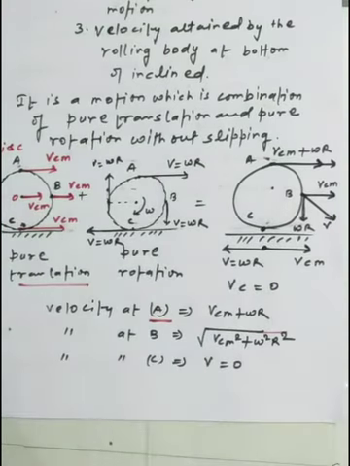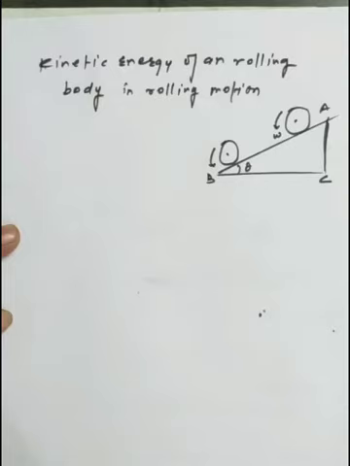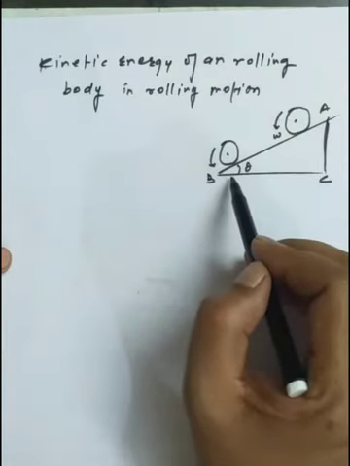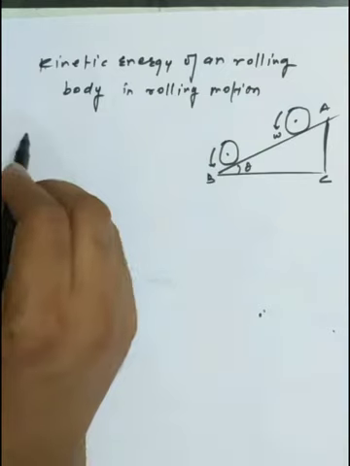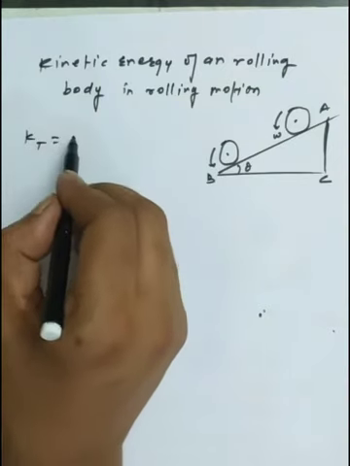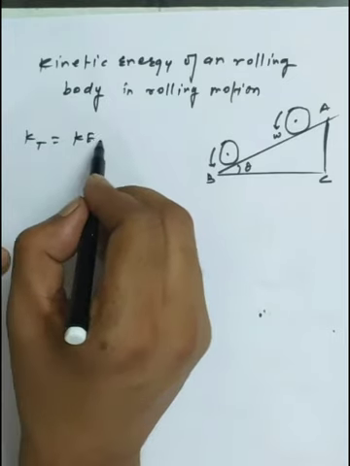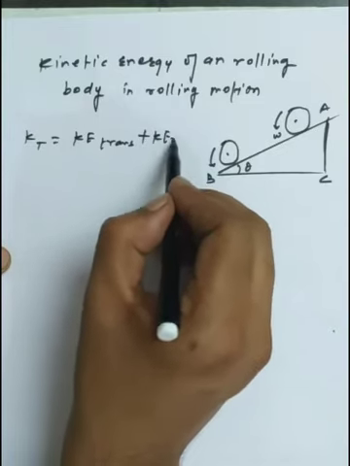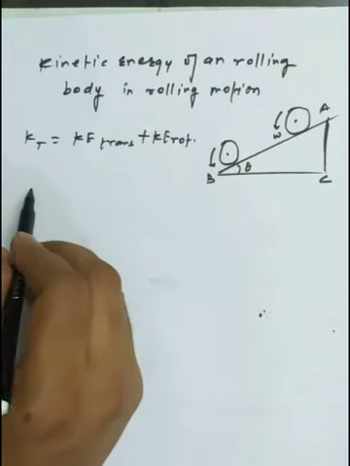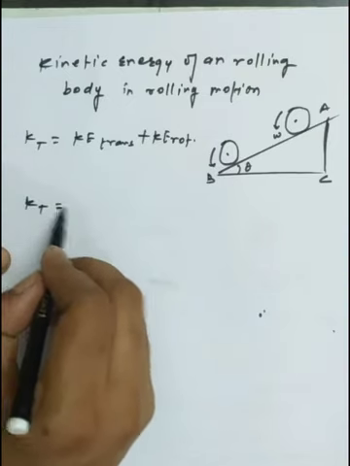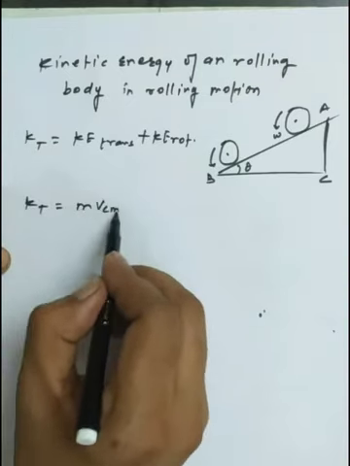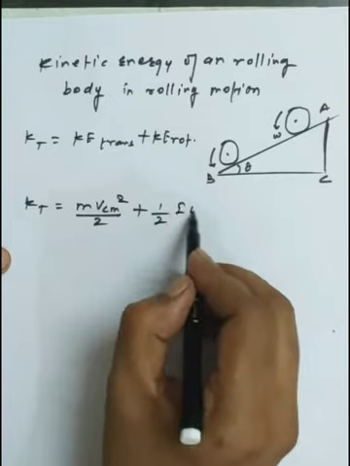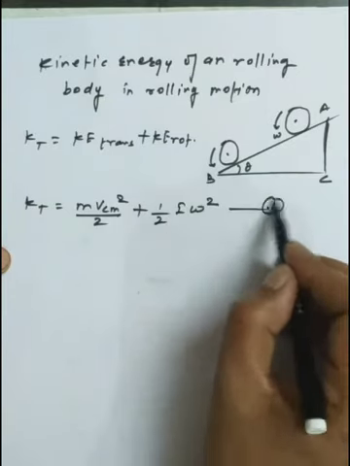Now we want to discuss the kinetic energy of a body in rolling motion. So here I have assumed one basic situation, the body is rolling on an inclined plane. So the total kinetic energy K total is the sum of the KE due to translation plus the KE due to rotation. Here we can write the formula of K total as K translation, that is m velocity of center of mass square by 2, plus the kinetic energy of rotation, half I omega square. Okay, so this is one of the general equations we have.